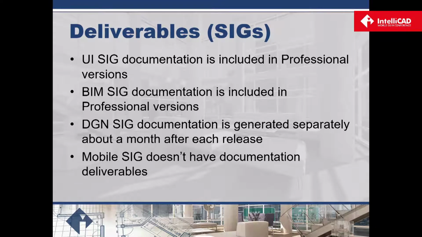Just in case, it's a good overview: the user interface SIG documentation is included in the professional versions that we produce. Also the BIM SIG, all the AEC stuff you just saw a minute ago, attaching Revit files, IFC files, that's all included in the professional version of the documentation. And then we're also generating DGN documentation. That's a little separate, and that usually comes out about a month after each release right now, just because of how we're balancing resources. The mobile SIG doesn't have documentation deliverables right now.